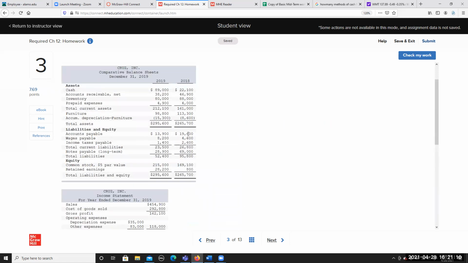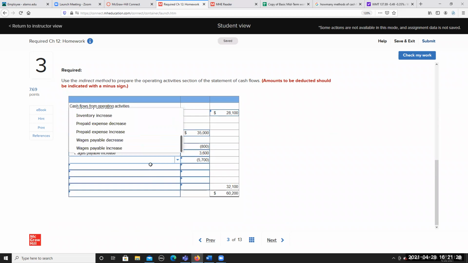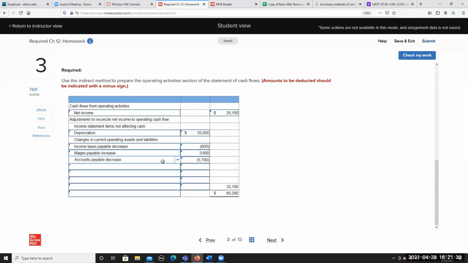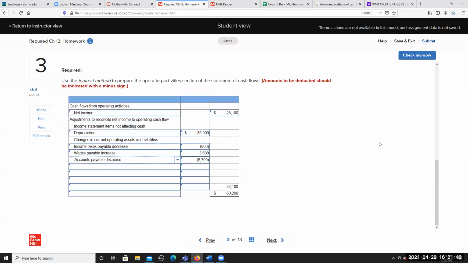How about accounts payable? 19.6, they went down. It went down 5,700, so that means cash goes down 5,700. So accounts payable decrease. When accounts payable goes down, your cash goes down. When wages payable, a liability, goes up, your cash goes up. All right, so now you have to finish the prepaid expenses, inventory, and accounts receivable.